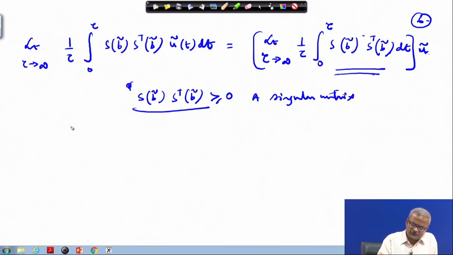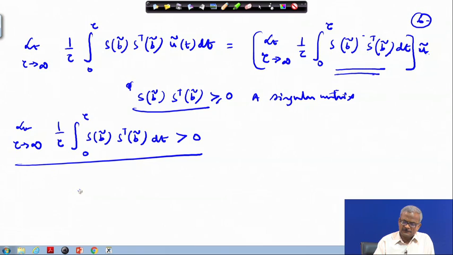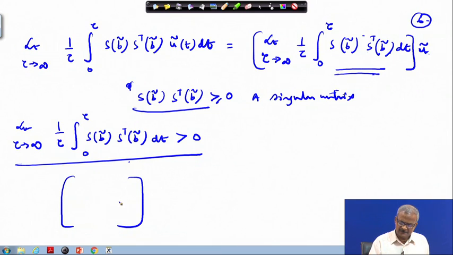But if it so happens that the integration of S b tilde and S transpose B tilde dt is greater than 0, this will simply imply that I am getting a control matrix, which is positive definite. Means this will be of full rank.